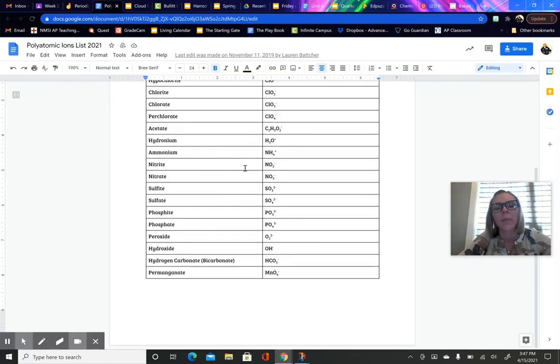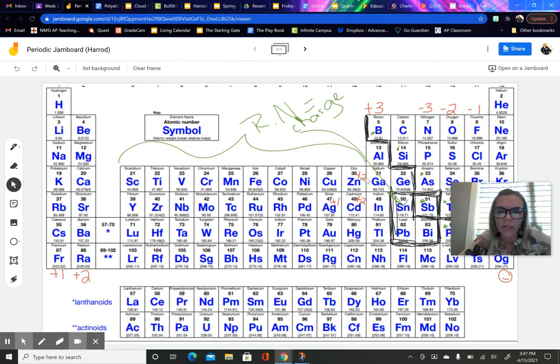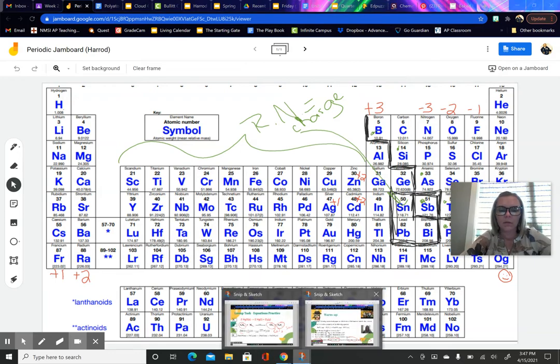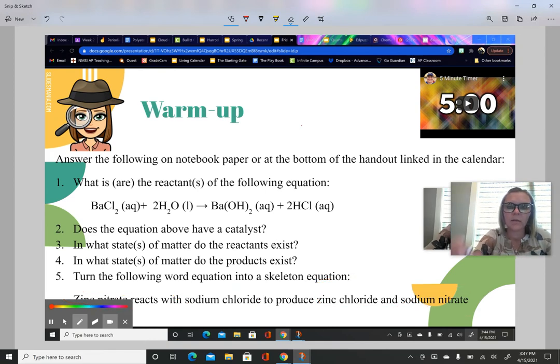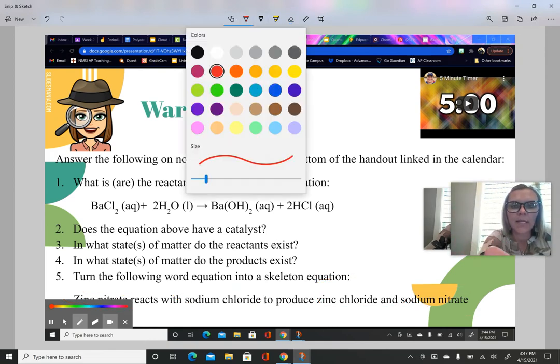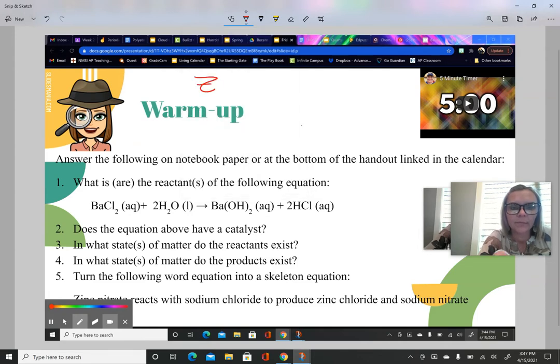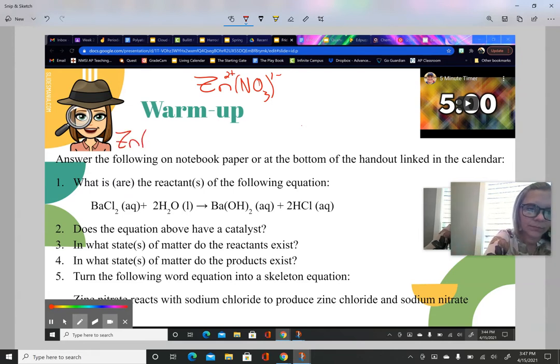So since this is an ionic compound, I'm going to have to crisscross the charges. NO3's charge is a -1, and if you look back here at zinc, it's a +2. So I need to take those formulas down here, and let me erase this to make it easier to see. Since zinc was Zn, that's fine. It has a 2+ charge, and nitrate is NO3, and it has a 1- charge. I'm going to crisscross those to get ZnNO3 too.